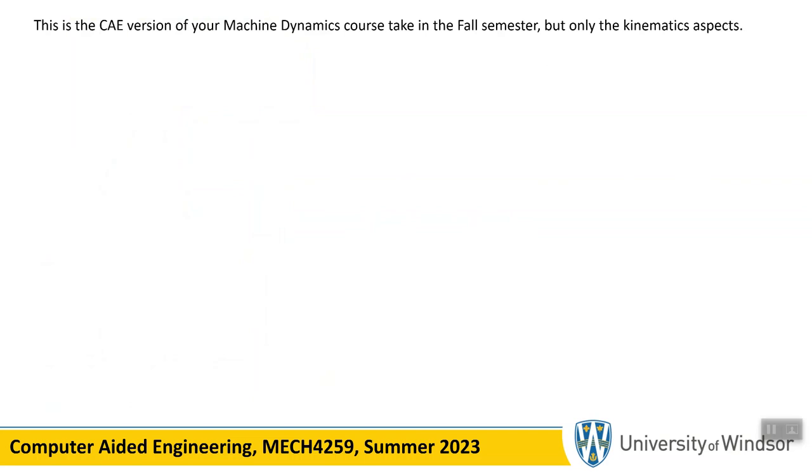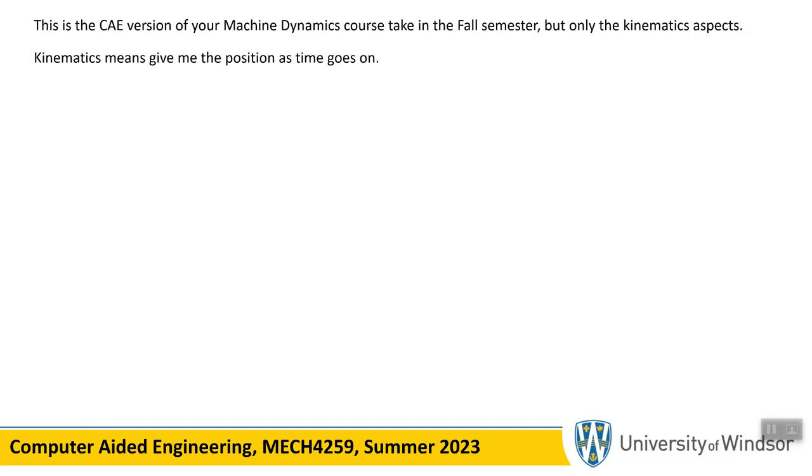Now, this is a derivative of the course that you took in machine dynamics in your third year, except that we will only look at the kinematics aspect. We're not going to look at the forces involved in a mechanism. Okay. Now, kinematic means that just tell me what the position is. Position as a function of time.